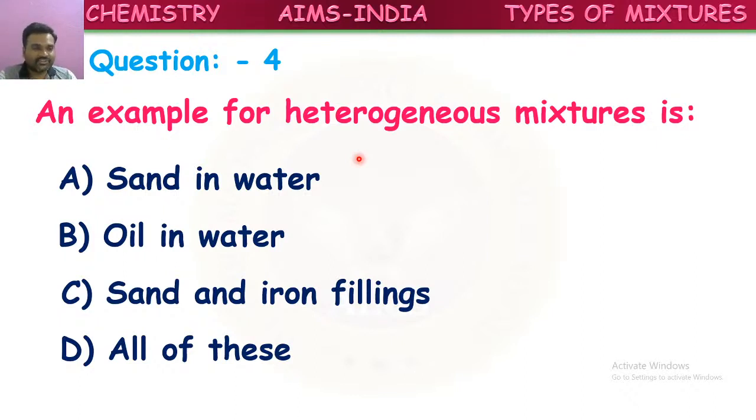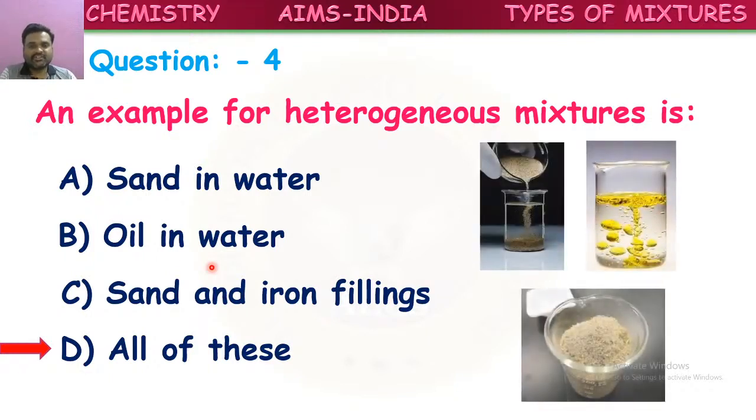Now, what will be the correct answer for this? If you see sand and water, sand particles can be seen clearly through water. So, it is a heterogeneous mixture. Oil and water. When you mix these two, they won't dissolve one into other. They form two separate layers and the components can be seen clearly. So it is a heterogeneous mixture. Sand and iron filings. Here also, sand particles and iron filing particles can be seen clearly because of the color difference. So hence, these all are heterogeneous mixtures, and hence here the correct answer is D. Yes, many of you have given D. So it is the correct answer.